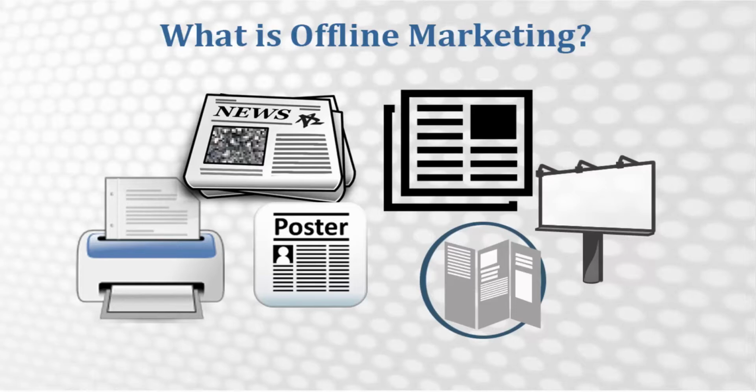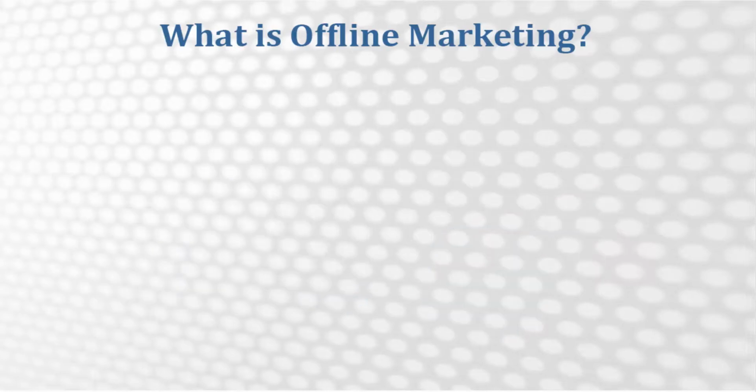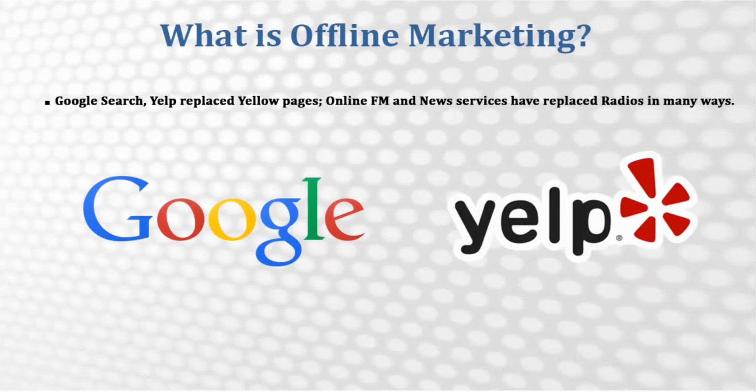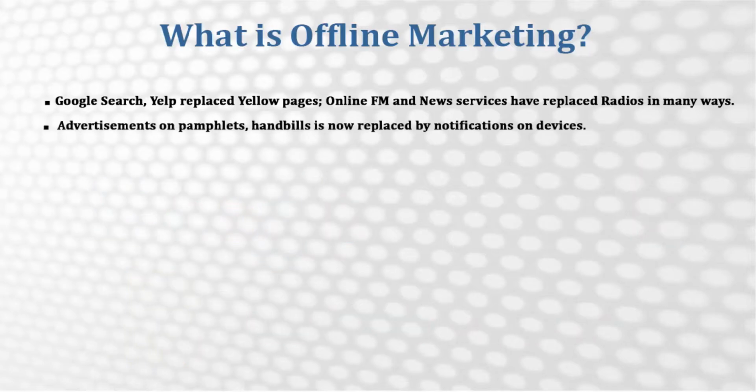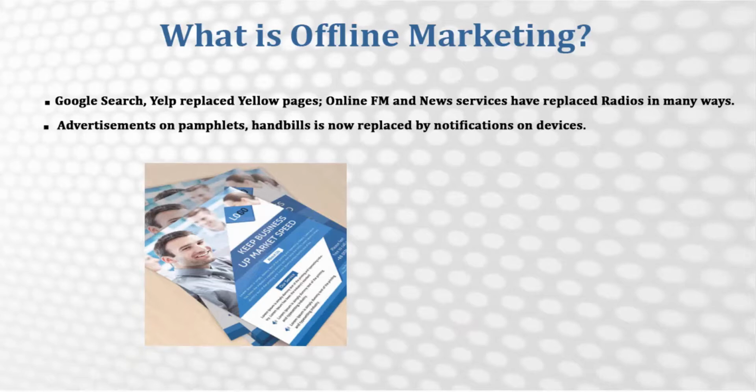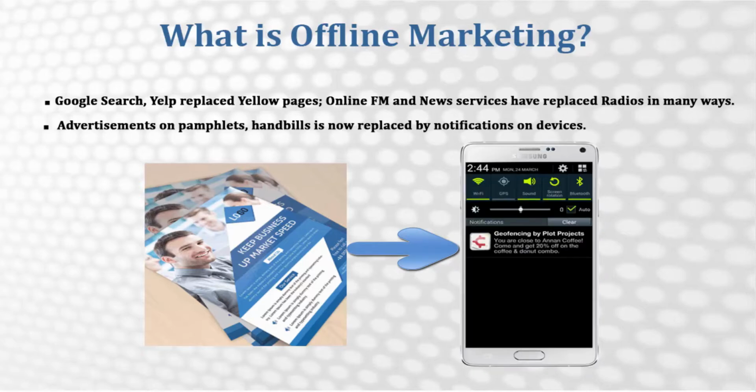Now let us look at some examples like Google search and Yelp. They have together replaced the yellow pages. The online FM and news services have gone ahead and replaced different types of technology like radio and print newspaper in one way. Advertisement through pamphlets and handbills has now been replaced by different notifications on the devices which are available online.